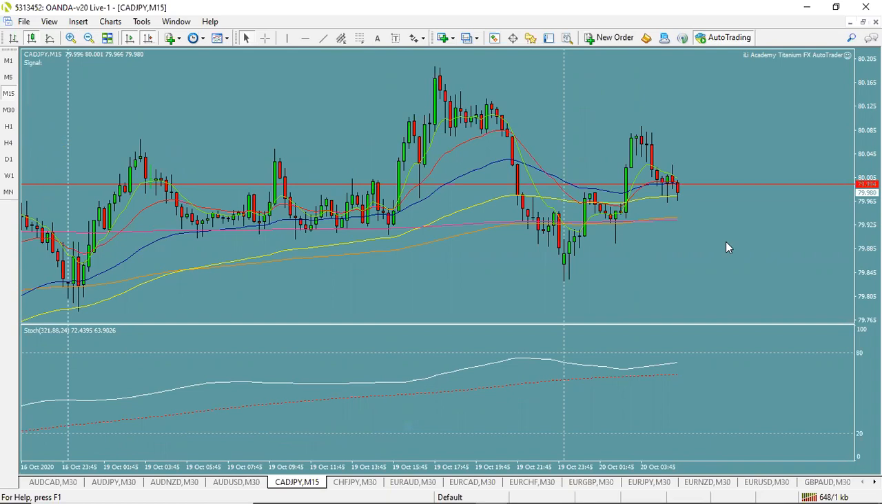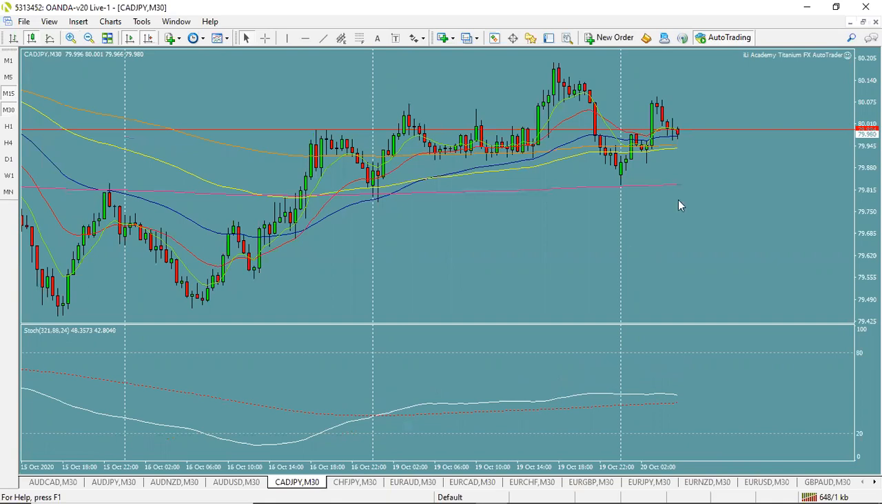Now here on this CAD yen, this is a 15-minute chart. We're going to go up to our 30-minute chart. We can see here we're above the 720 because our 720 is down here. We're out of order here. Our 200's above our 100. Our 50's on the other side of the 200. The 8 is kind of crawling over the 21 right now.